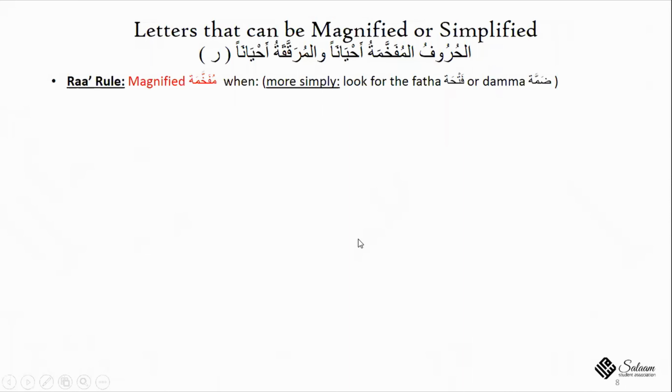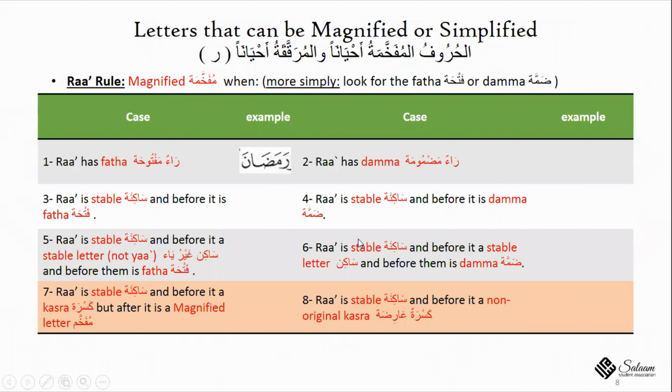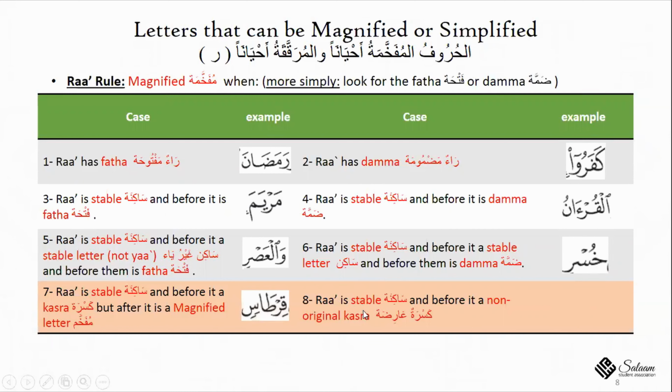Sorry, here. And the sixth one is stable, and before it is stable and before that is dhamma, like here. خسر, إن الإنسان لفي خسر. The ra in خسر right here should be مفخمة, should be magnified. And these two are a little bit special cases.